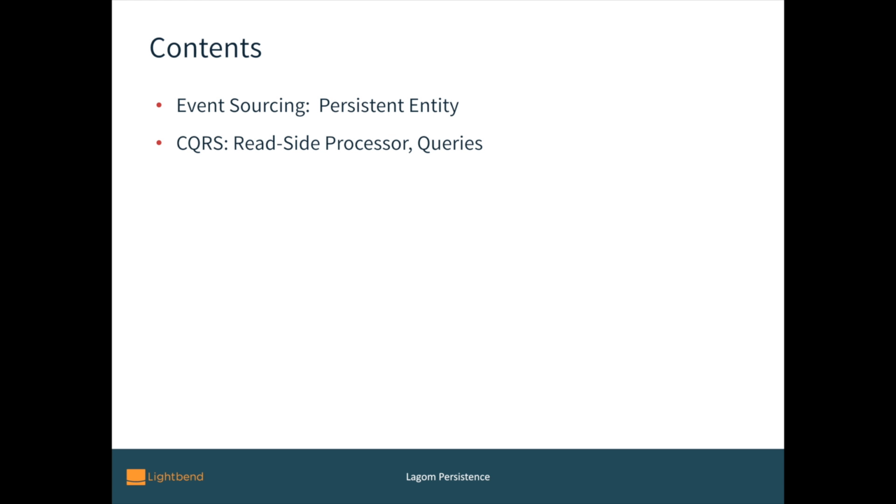In this screencast I will cover how to implement persistence in a Lagom service. I will introduce the concept of event sourcing. I will show how to implement that with a persistent entity, which is the main tool for persistence in the Lagom framework. After that, we will turn the events into a representation that is targeted for queries. The design of separating the write and the read side is known as the CQRS pattern.